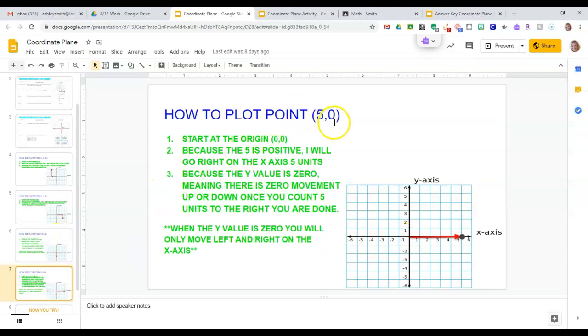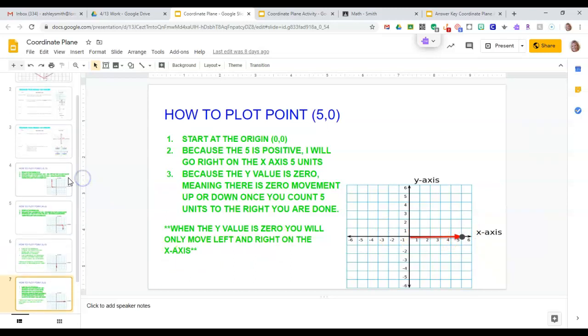And then when you have a 0 as the second coordinate, the y coordinate, that means there is 0 movement up or down. So still starting at the origin at 0, 0, the first number is 5. So I follow the red arrow to 5, but because the second number is 0, that means there is 0 movement up or down. So I just stay there and I would mark my point there.